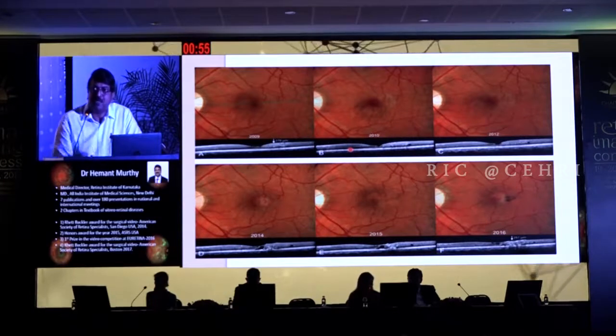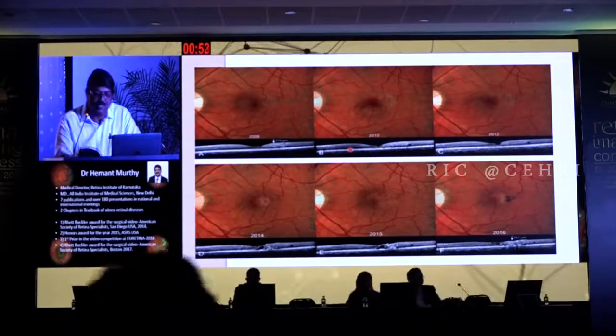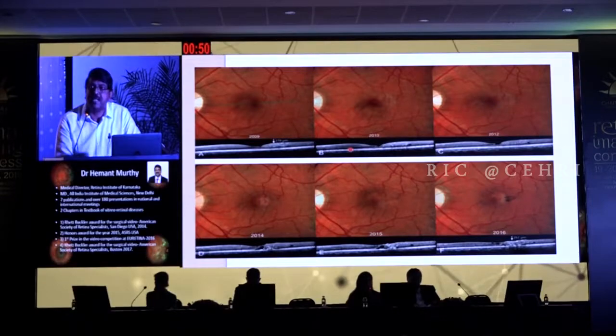All these processes are generally due to the initial trigger that starts with the Muller cells. So MACTEL is characterized by Muller cell loss, which is accompanied, possibly as a consequence, by the ellipsoid zone loss. And the vascular changes occur secondary to tissue contraction, which occurs as a healing process to this Muller cell loss. I think the primary defect is the Muller cell loss.